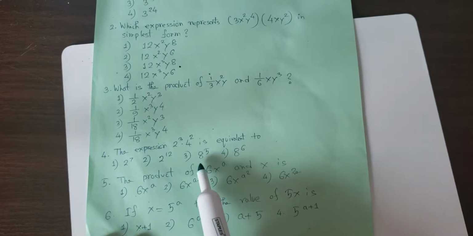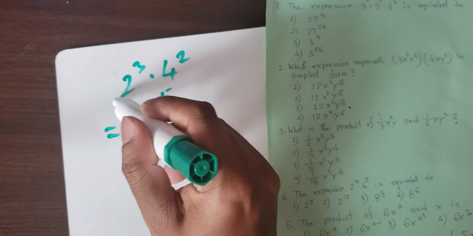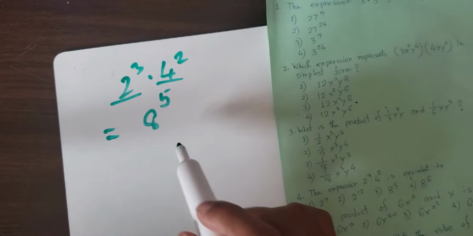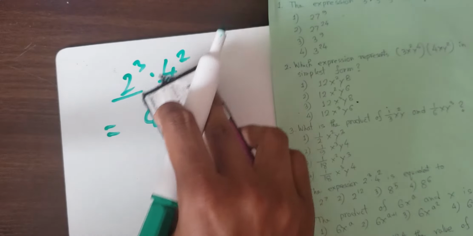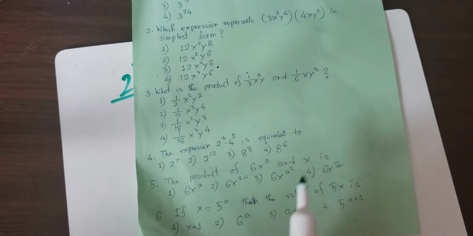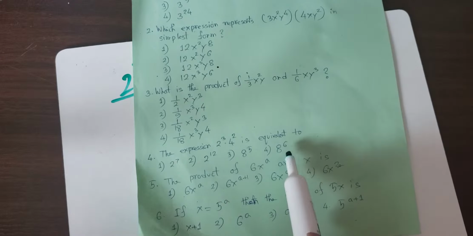Remember, you have this option 3, but you cannot add them. The basic concept is you can only add the powers if the base numbers are the same. They're not the same, so you cannot do this. Okay? You have to make sure the base numbers are the same. And you can see the answer choices: you have 2 to the power 7, 2 to the power 12, 8 to the power 5, and 8 to the power 6. So it could be either 2 or 8. You don't know yet. So let's see.